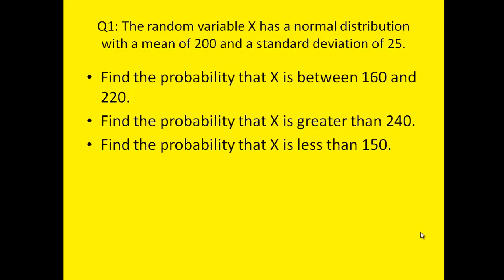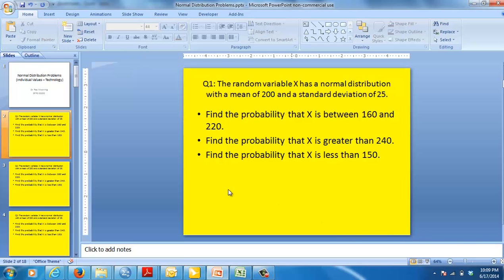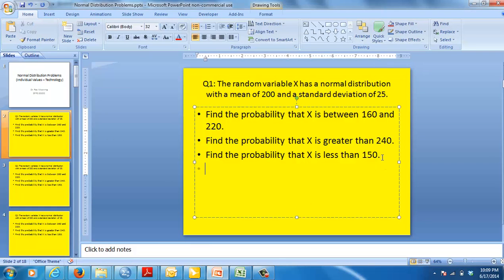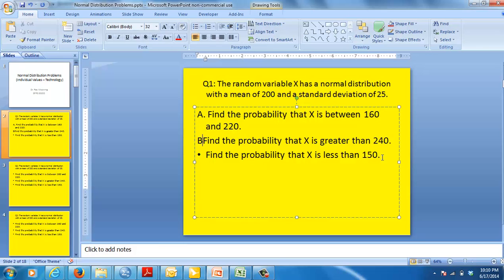The statement is, the random variable x has a normal distribution with a mean of 200 and standard deviation of 25. Find the probability that x is between 160 and 220. I'm actually going to write on this slide so you can see how you would set it up. I'll call this one A, this is B, and this one is C.